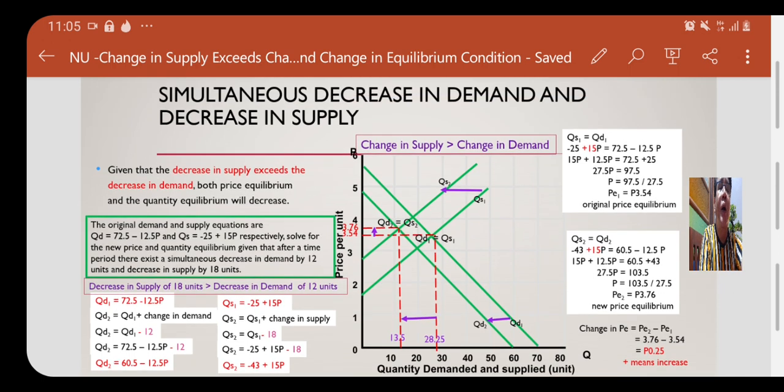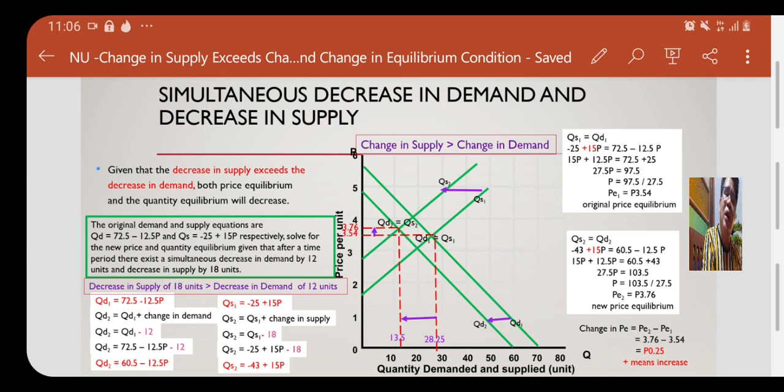What is the next condition? Here, both a decrease in supply and a decrease in demand exist. So there is a simultaneous decrease in demand and decrease in supply. The decrease in demand, according to our problem statement, is 12 units, while the decrease in supply is 18 units. So 18 is bigger than 12.